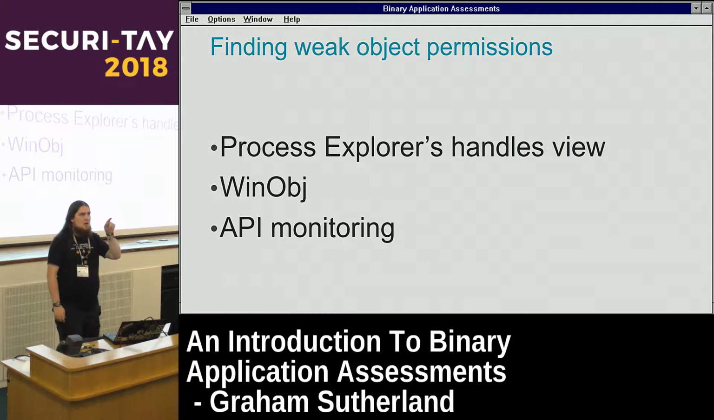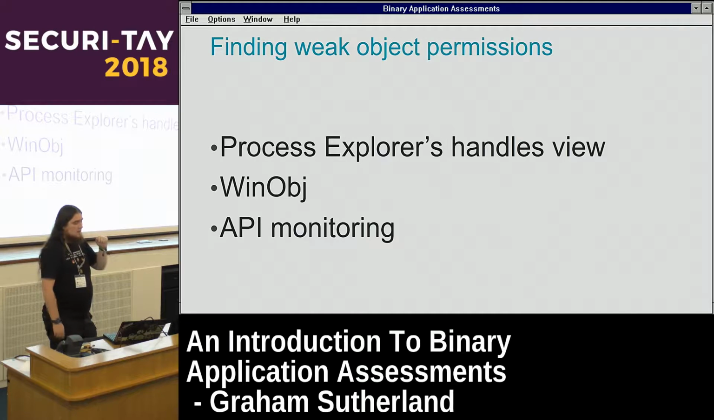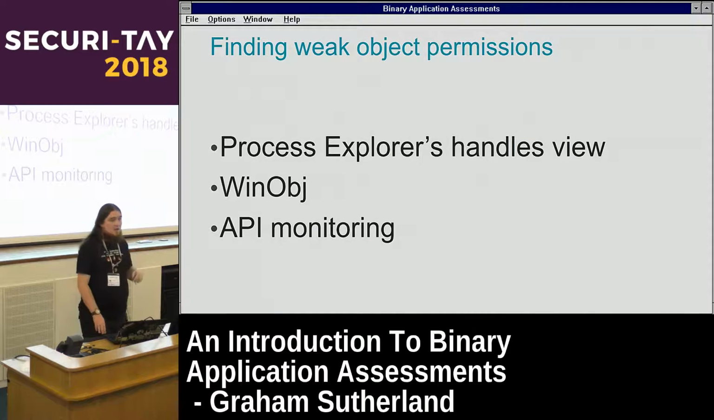You can right-click on any of those objects in WinObj and then click Properties, and you can see all the security controls, if any. Often it's null, which means you can mess with them. You can also use API monitoring to see what's being called and what's being created.